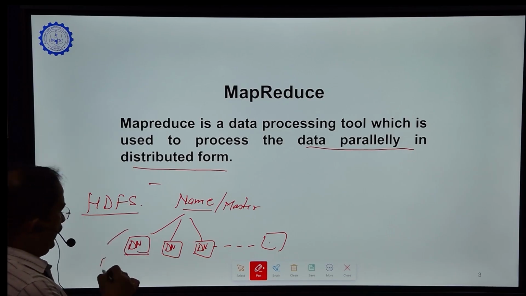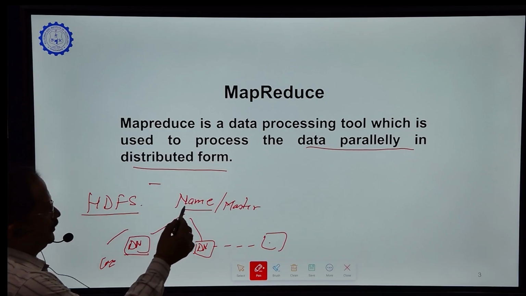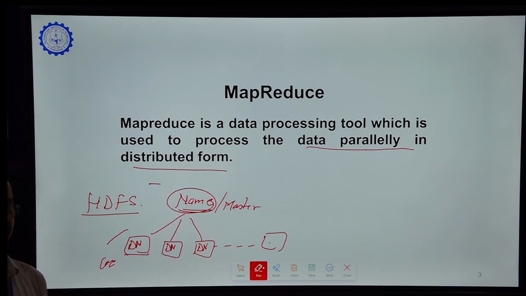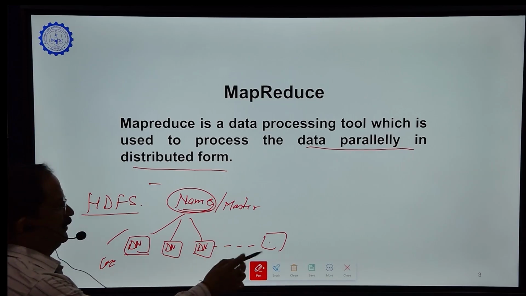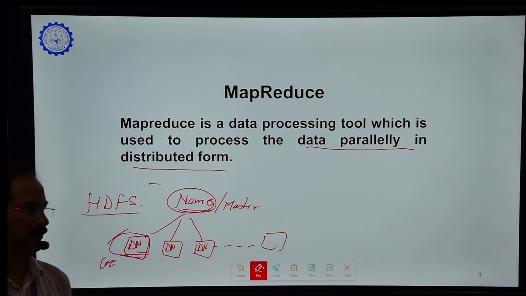The word commodity hardware is nothing but computer systems which are available as per the requirement at various locations. The name node has the metadata, or the links, of these data nodes. So this is the formation where the data is stored. But now, how is the data processed? The commodity hardware, or computer systems, exist on the network where the data is stored.